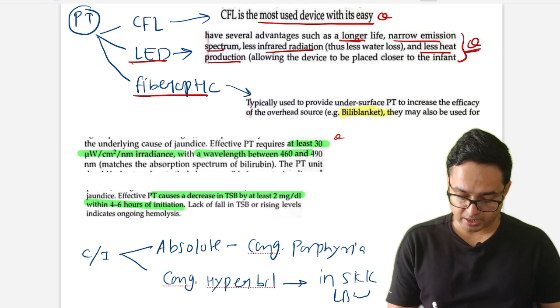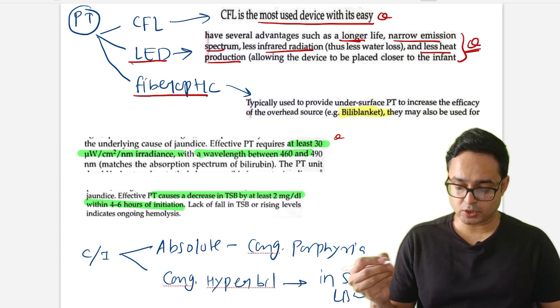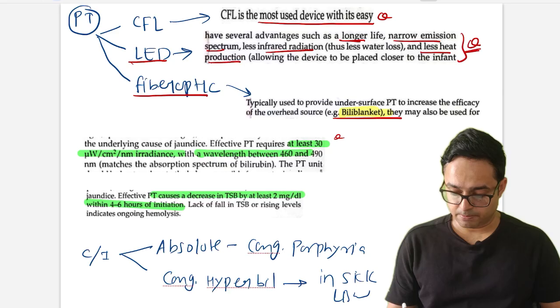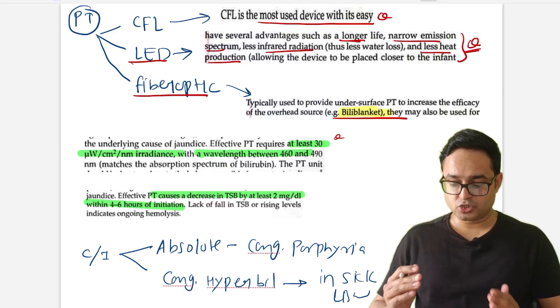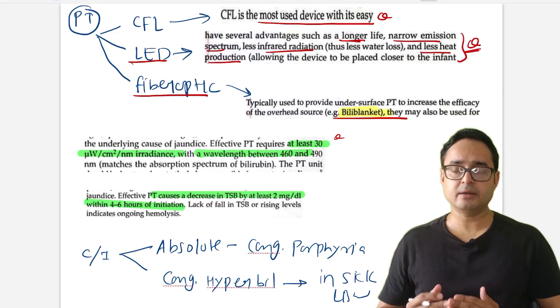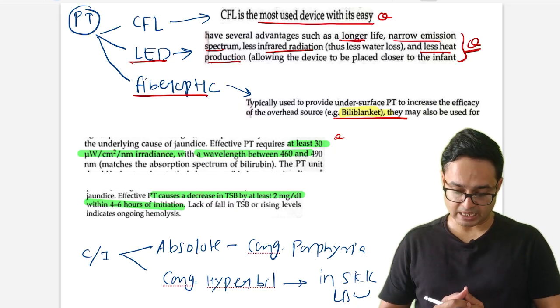Nowadays, fiber optic phototherapy devices are used. Generally, Biliblanket is the example. They are used to provide under-surface phototherapy to increase the efficacy of phototherapy.